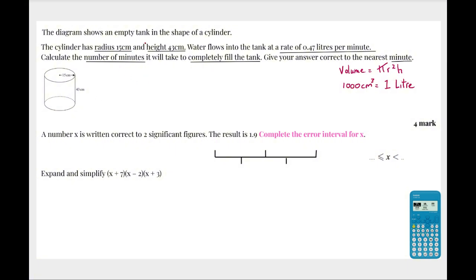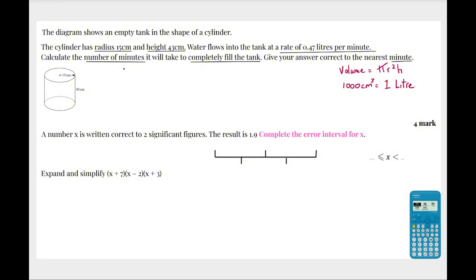The diagram shows an empty tank in the shape of a cylinder. The cylinder has a radius of 15 centimetres and height 43 centimetres. Water flows into the tank at a rate of 0.47 litres per minute. It's asking us to calculate the number of minutes it would take to fill the tank, and it wants our answer correct to the nearest minute. So it is a 4-mark question. There's a couple of steps you need to go through.